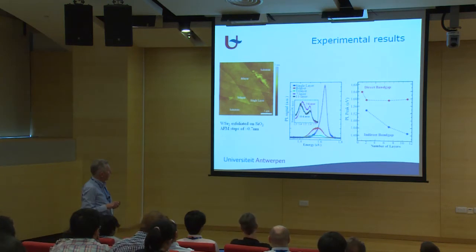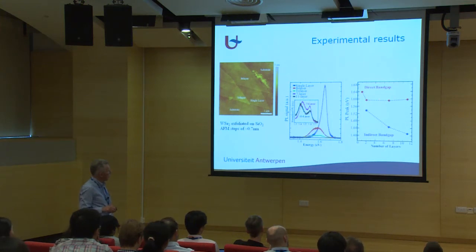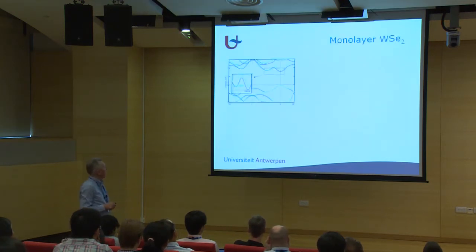But even if you go to 7 and 11 layers, you still see 2 peaks here. So if we convolute these peaks, you find the direct band gap contribution goes like this. When you go from 1 to 2 layers, it suddenly decreases and then more or less stays the same, while the indirect band gap moves to lower energies. So let's try to understand this.